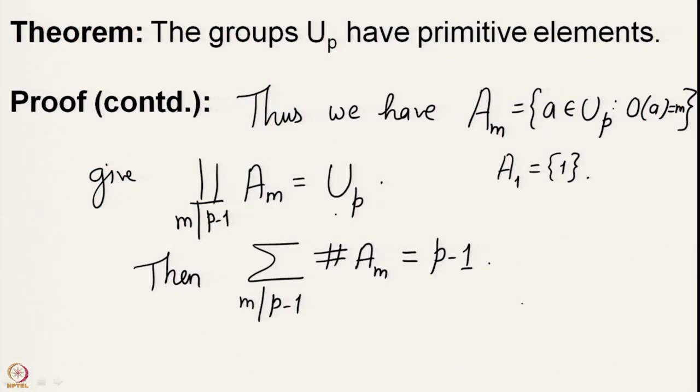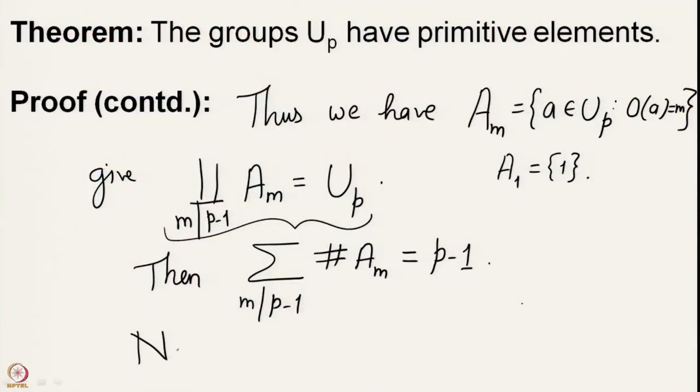But what we certainly have is that every element in U p has to have some order dividing p minus 1. Therefore, every element of U p is in some A m, and clearly A m's are subsets of U p. So, you have the equality that the disjoint union of A m is U p, which when you take the cardinalities gives you that the summation of cardinalities of A m for m dividing p minus 1 is p minus 1.